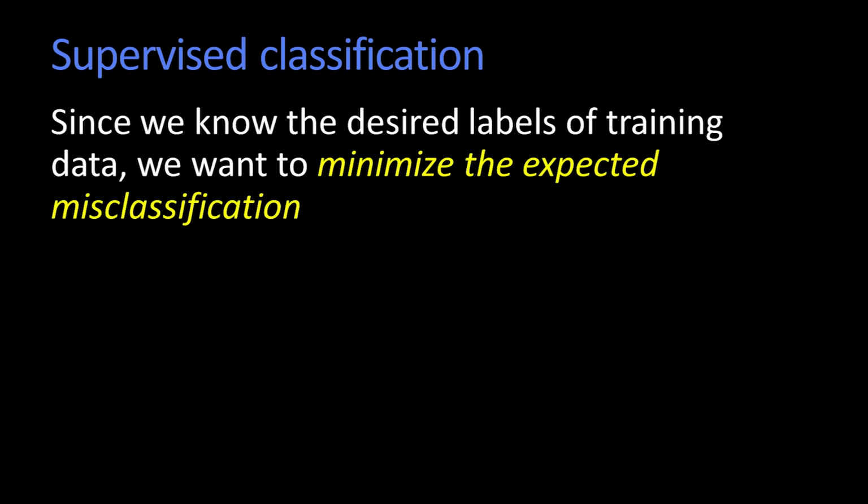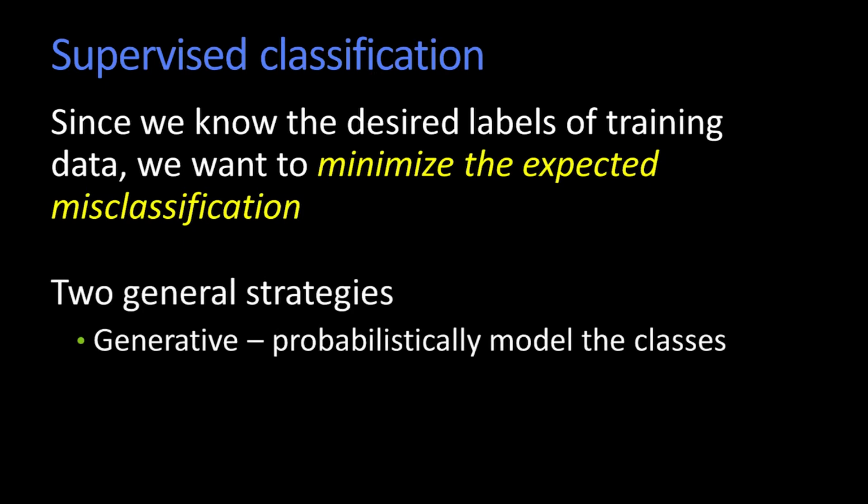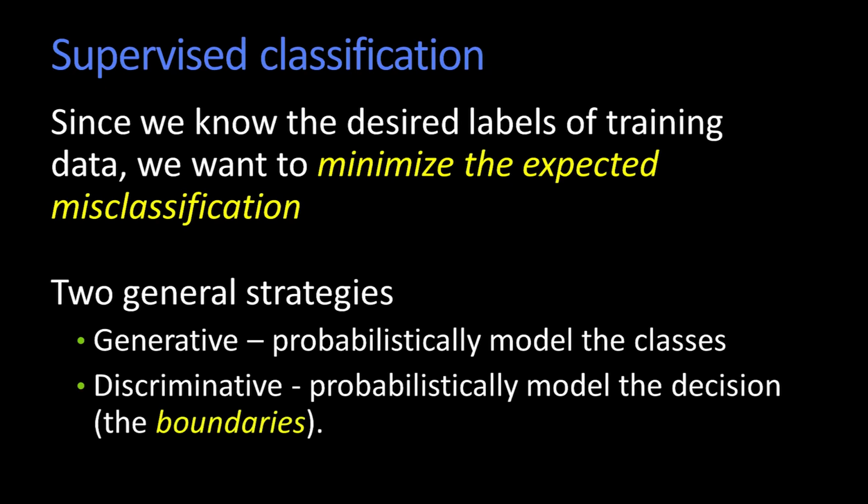Since we know what the desired labels are from the training data, we're going to try to build a classifier that's going to minimize the expected misclassification, or minimize our risk. And we talked about that there were two strategies. One was called generative, where we probabilistically model each of the classes and then somehow pick them. We'll talk about that again just for a second. And then there was discriminative. And discriminative says, I don't care so much about modeling the classes. What I care about is modeling some sort of boundary between the classes, and that makes it easier to make some decisions.